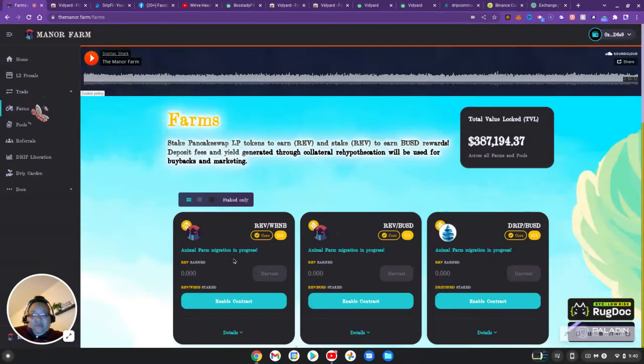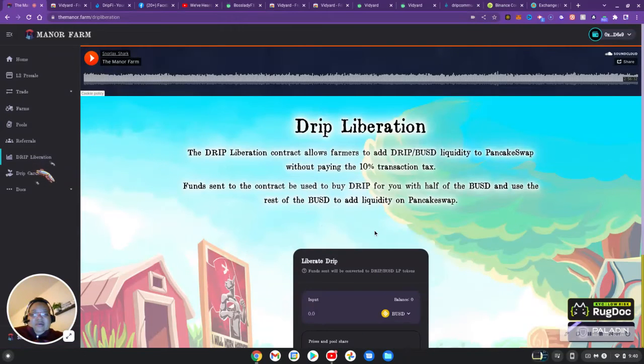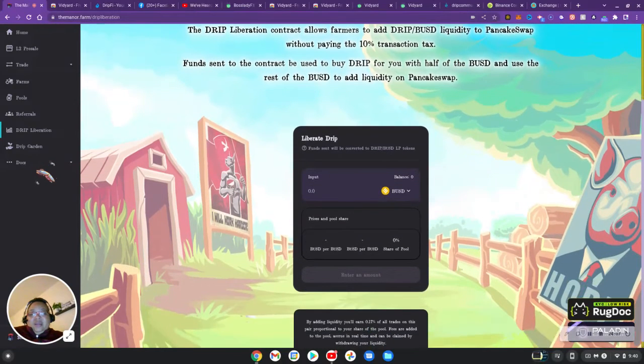So the rest of the farm is in progression. What did it say? Animal Farm migration in progress. They're in a kind of migration right now for the rest of this stuff, but the pools and stuff like that. So right now, the only thing that's running, it looks like, is the Liberation, because I think all this stuff comes back on February 1st. So they let people get the pre-sale on the L2 tokens. So they got to finish that. And then right now we're on the Drip Liberation Drip Garden. We in the game, baby.